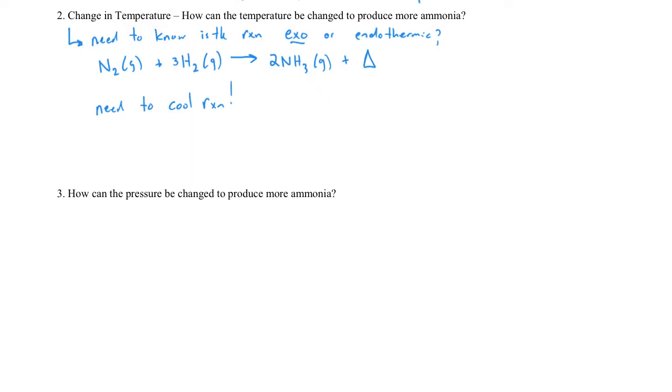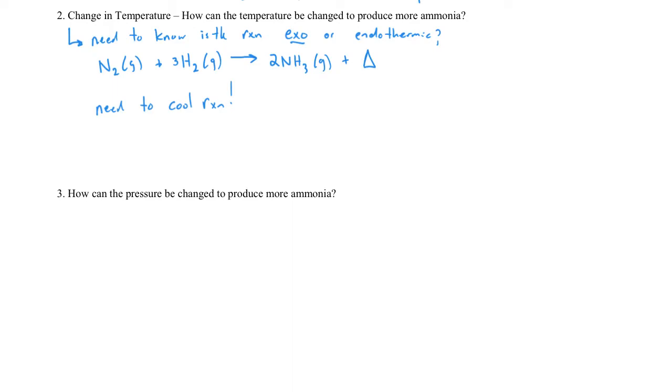And that's actually good news, right? Because we already established that we need to chill this reaction down in a chiller to condense the ammonia. So we can actually do two things at once, to accomplish two goals at once. By cooling the reaction down, we can also condense the ammonia. So it works hand in hand.